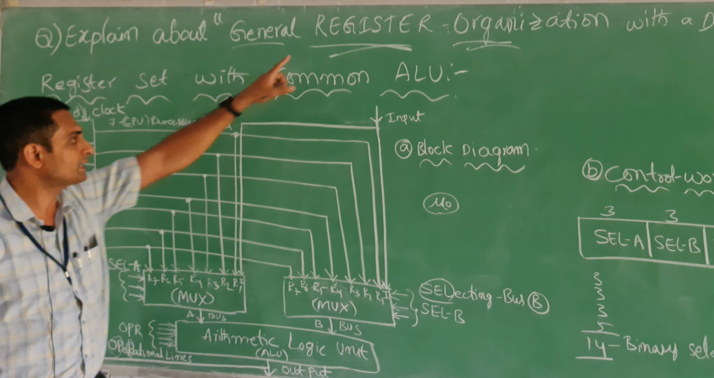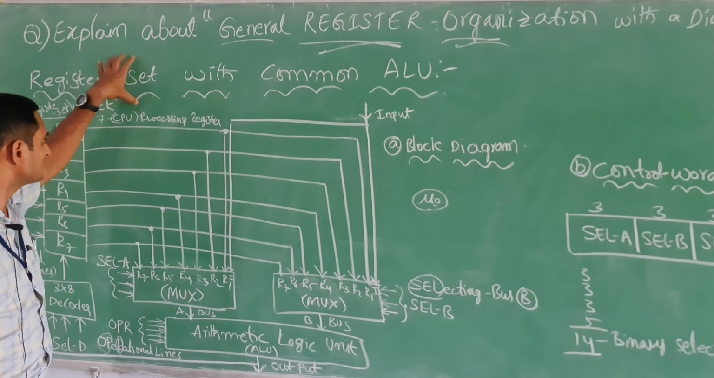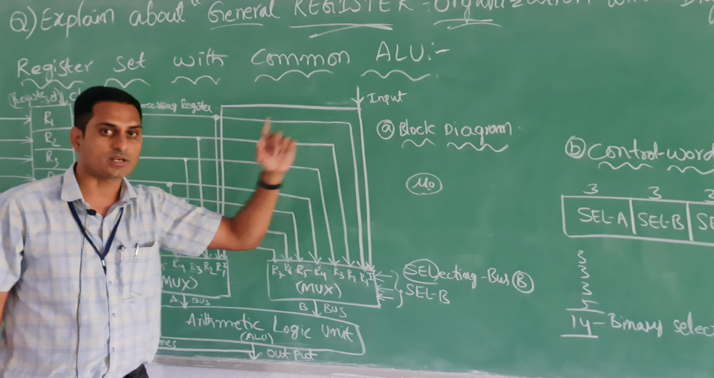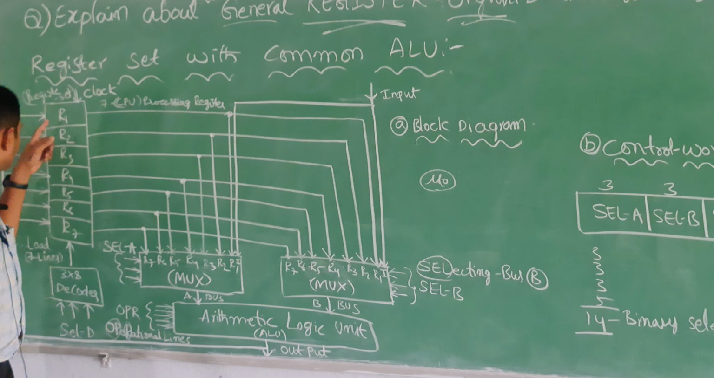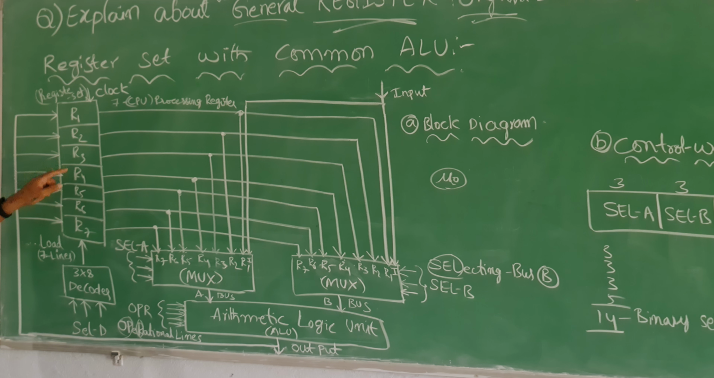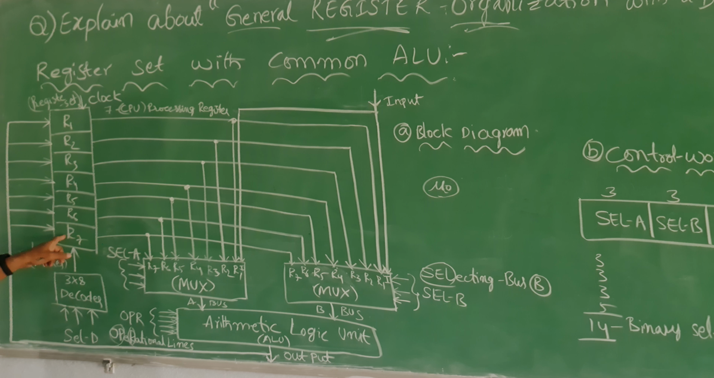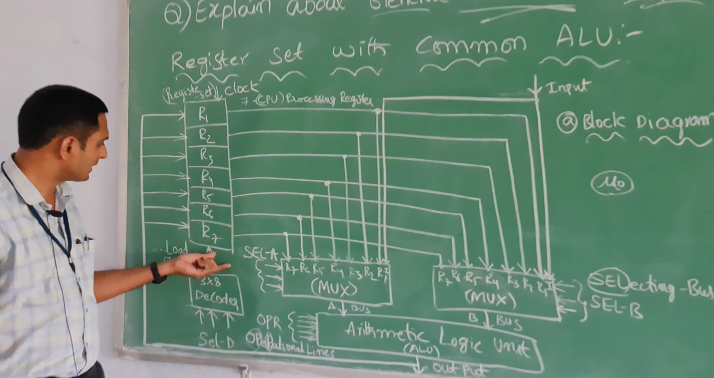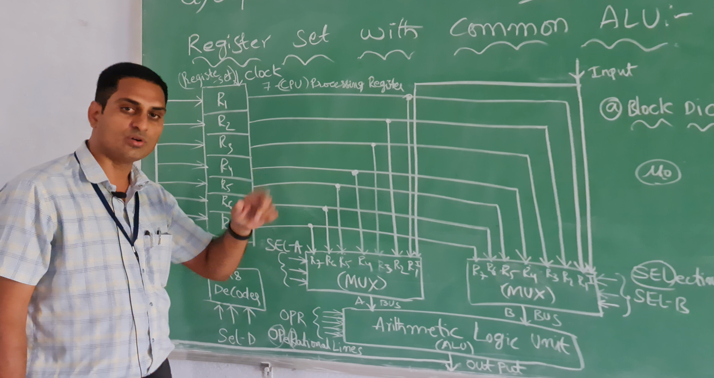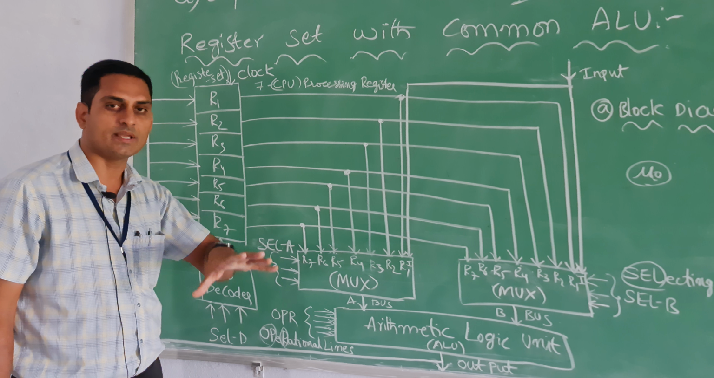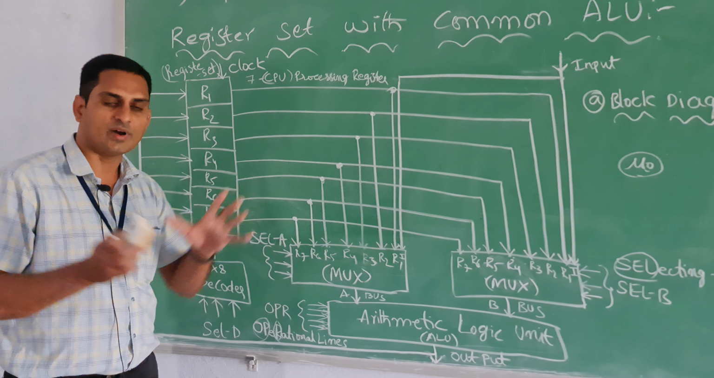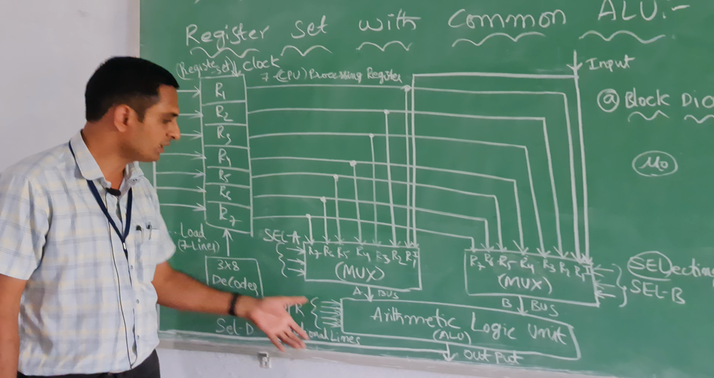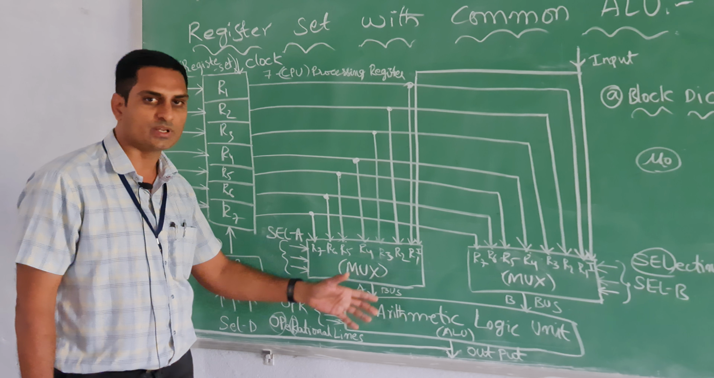This is register set, because for register operations we have a register set with a common ALU. A common arithmetic logic unit will be there, part of the processor. These are register sets: R1, R2, R3, R4, R5, R6, R7. Instead of having many registers, we use a common bus system. As I told you in my previous video, a common bus system means a collection of all wires and lines. All registers together form a bus. It will show how micro operations will be performed inside it.